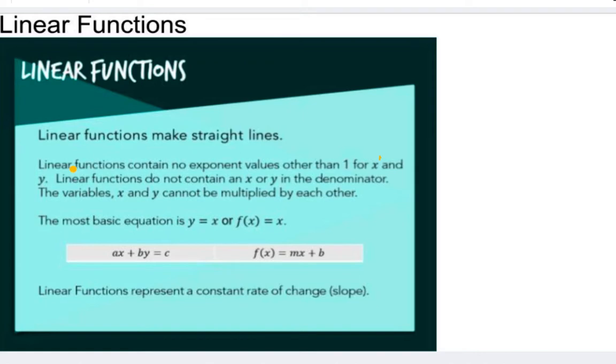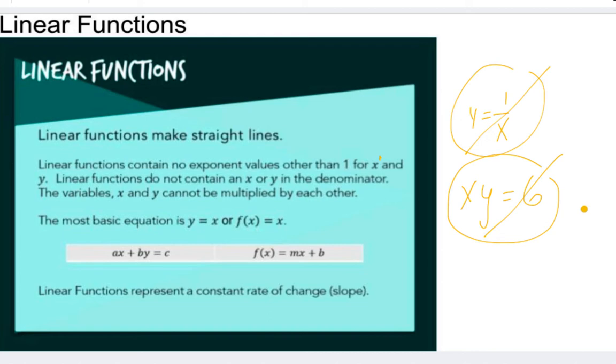So linear functions do not contain x or y in the denominator. So that means y equals 1 over x. That is not a linear function. Okay? So the variables x and y also cannot be multiplied together. So if you had, say, x times y equals 6, even though x is still to the first power, this is not a linear function.